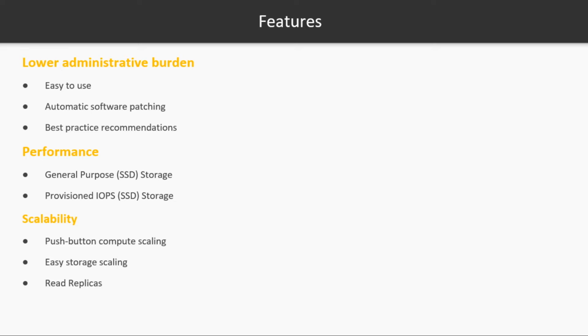Read replicas make it easy to elastically scale out beyond the capacity constraints of a single DB instance for read-heavy database workloads. You can create one or more replicas of a given source DB instance and serve high-volume application read traffic from multiple copies of your data, thereby increasing aggregate read throughput. Read replicas are available in Amazon RDS for MySQL, MariaDB, and PostgreSQL, as well as Amazon Aurora.